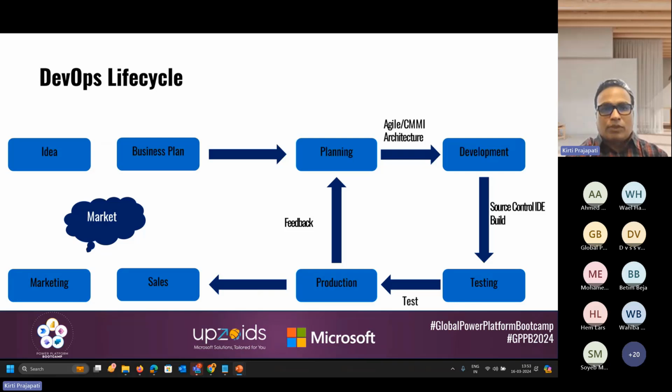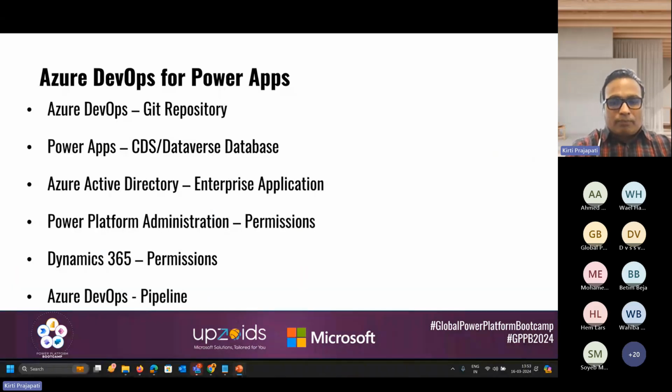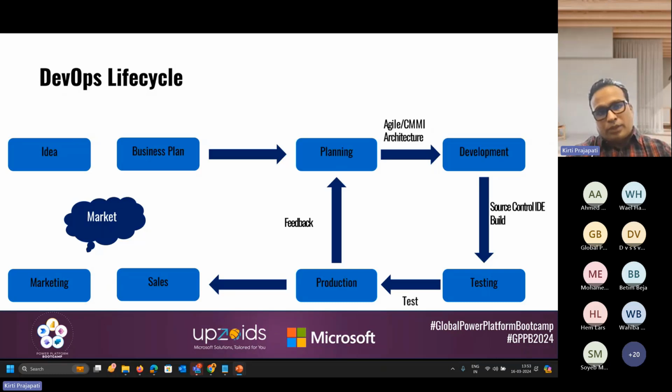So this is just an example of how the two teams come up with some kind of idea, they prepare the business plan and execute it in a manner that planning, development, testing, production could be in the cycle, right? So that's how the DevOps life cycle works. Now, this is an introduction of the DevOps. Now, if we think about how Azure DevOps can help us.